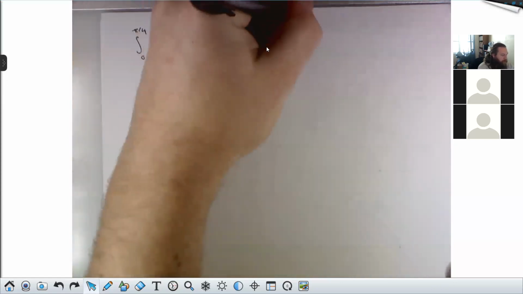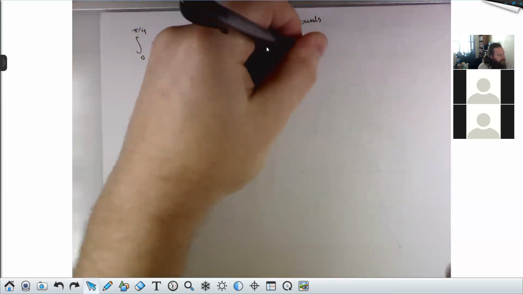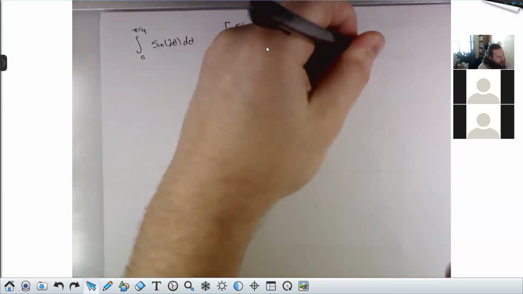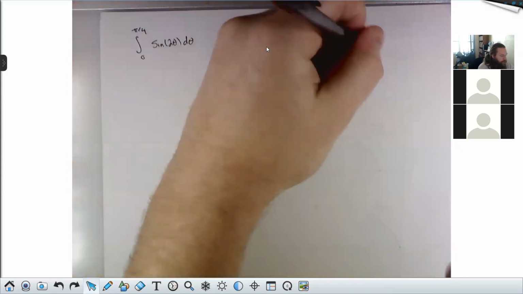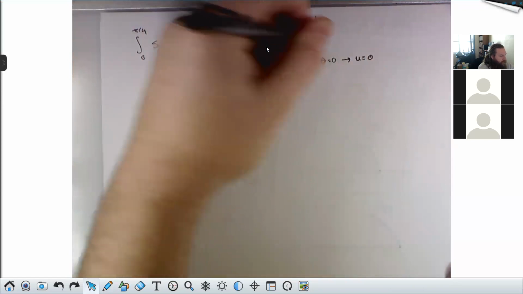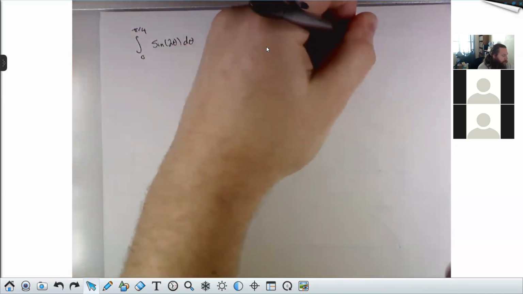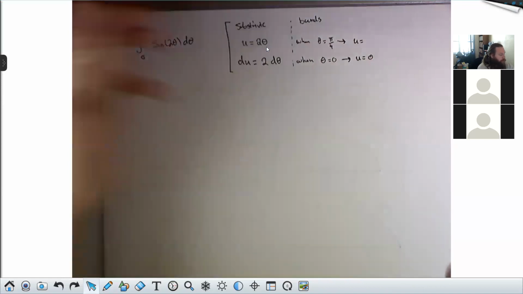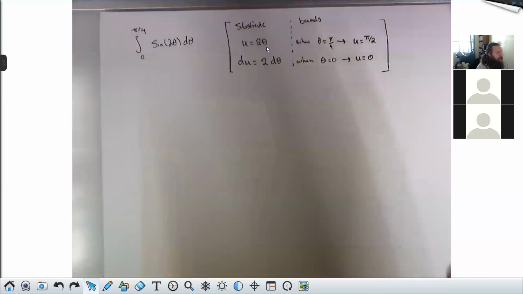And I need to alter my bounds. When theta is equal to 0, u would be equal to 2 times 0. 2 times 0 is still 0. When theta is equal to pi over 4, u would be equal to 2 times pi over 4. 2 times pi over 4 is pi over 2. So those are my new bounds.